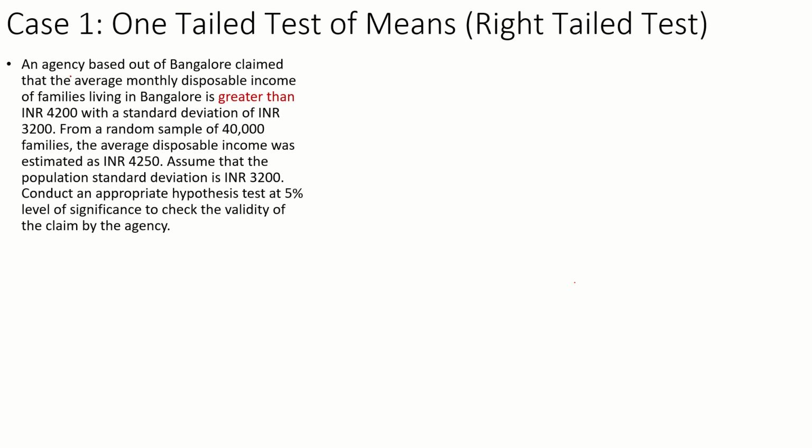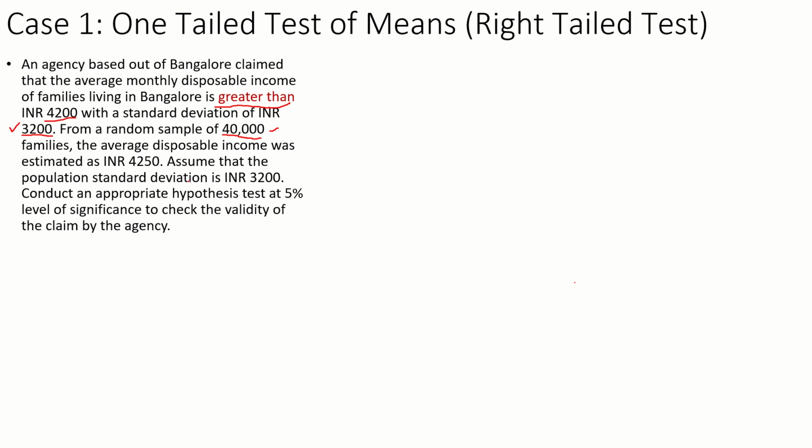An agency based out of Bangalore claimed that the average monthly disposable income of families living in Bangalore is greater than 4,200. This is a claim made by one agency of Bangalore. The survey has been done, and the standard deviation is found to be 3,200, from a random sample of 40,000. This is the n, the sample size, families.